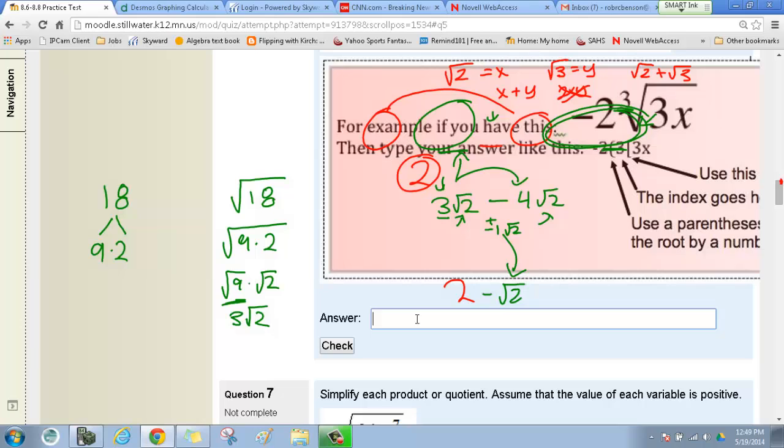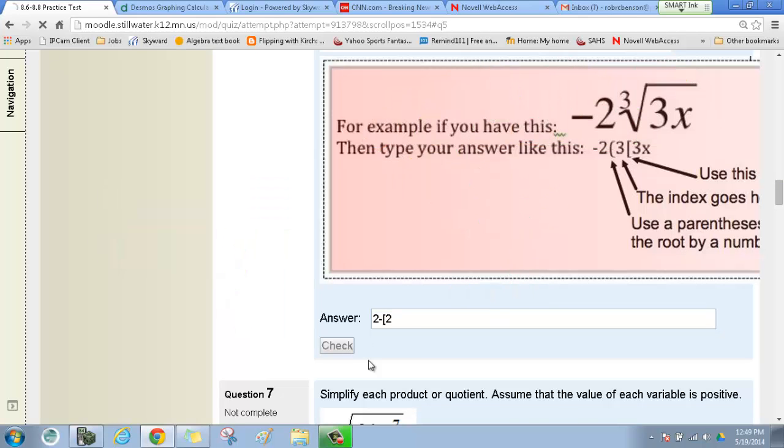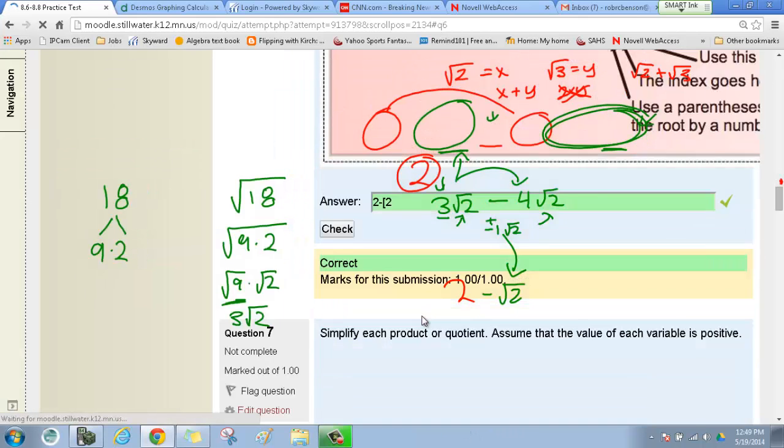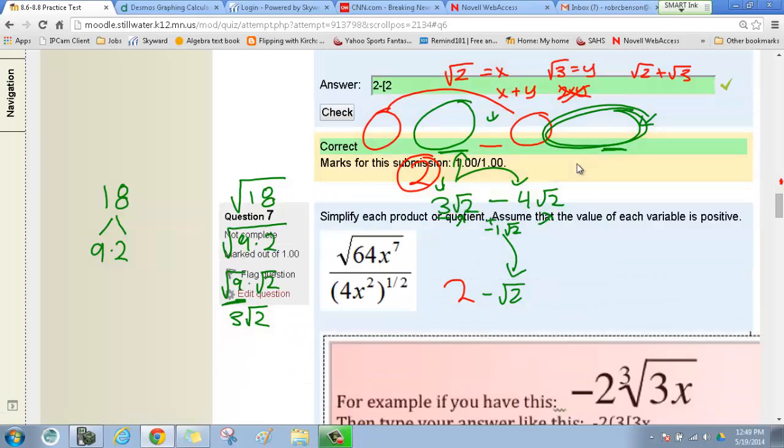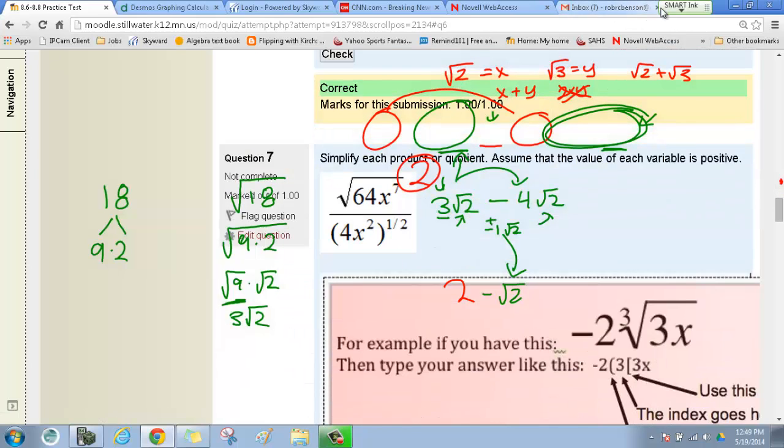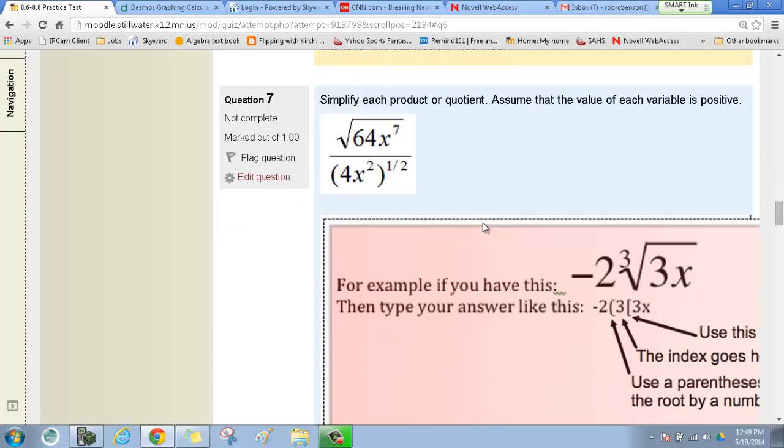We just got to get into Moodle. We got 2 minus, there's 2 ways to put this in. You could go parenthesis 2, bracket 2. Or you could do, because it's square root of 2, the square root means you really don't need this. Take either way. Check that. There we go. Okay. Moving on to number 7. That was 6. Let's clear the ink here.